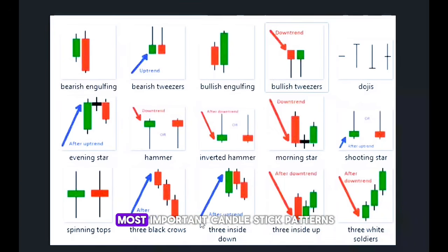These are the most important candlestick patterns we have: the bearish engulfing, the bearish tweezers, the bullish engulfing, the bullish tweezers, the dojis, the evening star, hammer, inverted hammer, morning star, shooting star, spinning tops, the three black crows, the three inside down, three inside up, and three white soldiers. I'm going to explain what these candlestick patterns mean and how to use them.